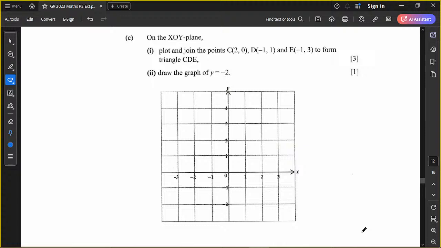Okay, so the question is as follows. On the x-y plane, plot and join the points C (2, 0), D (-1, 1), and E (-1, 3) to form triangle CDE. So we need to come up with the points for that.